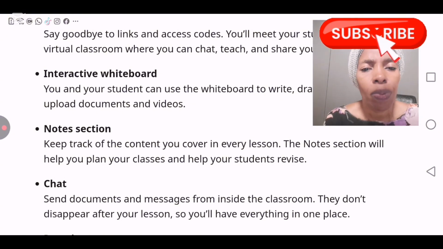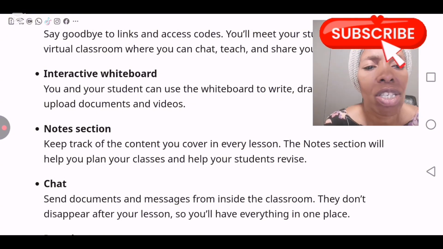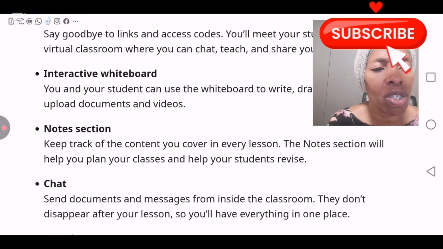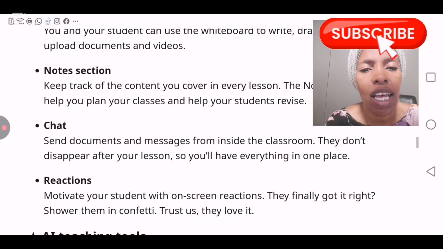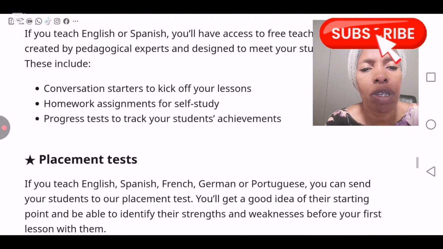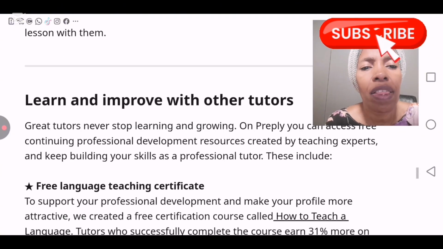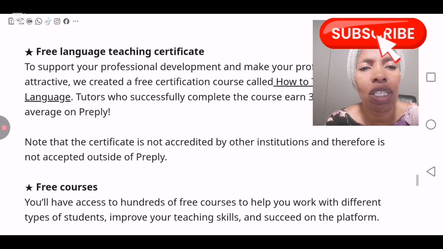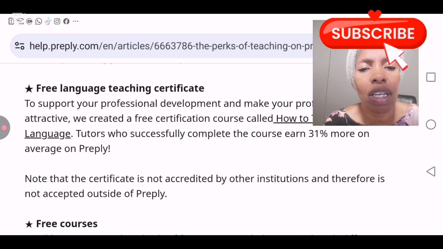Notes section. Keep track of the content you cover in every lesson. The notes section will help you plan your classes and help your students revise. And of course, there's chat, then the reaction. And then there's teaching tools and learning materials, placement tests, and then learn and improve with other students, free language certificates, and many others.